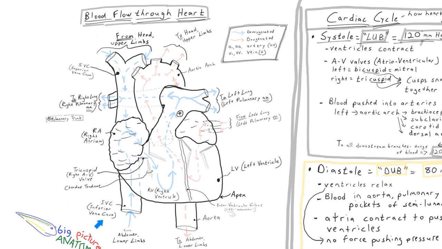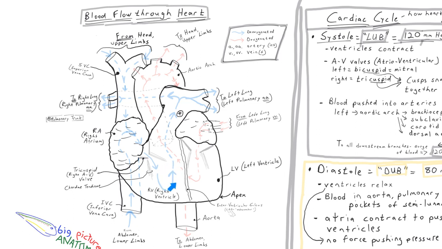So to start, let's start on the right side of the heart, where we're going to see the blood returning from the abdomen and the lower limbs via the inferior vena cava. This is blue. It's indicated in blue because it's deoxygenated blood. And we're going to be seeing the blood returning from the superior part of the body, the head and the upper limbs, through the superior vena cava into the right atrium. That blood is going to go from the right atrium into the right ventricle.